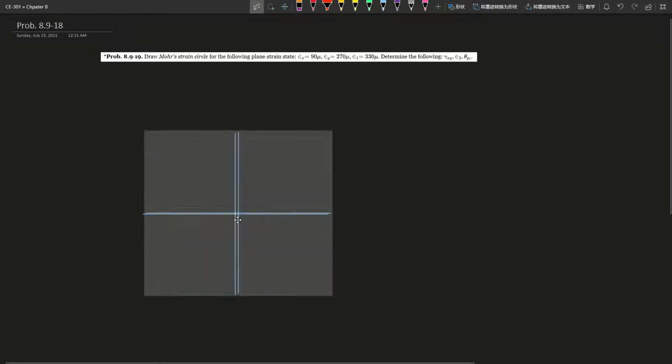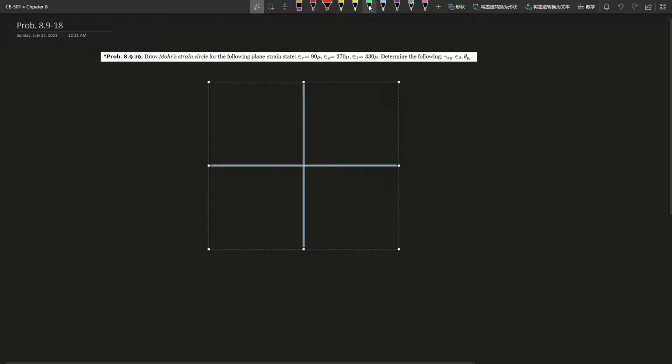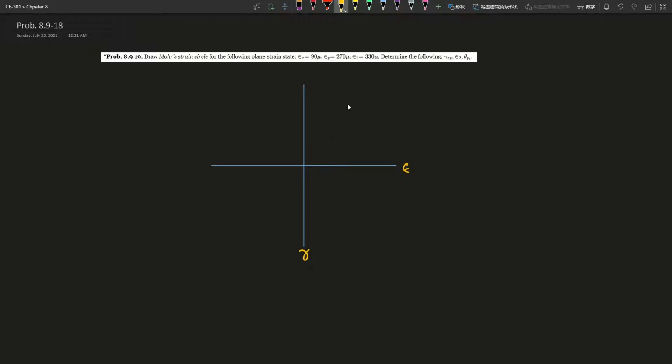Start with XY coordinates. So maybe use red, yellow. Sorry, this is the strain coordinate, and then this is the shear strain coordinate. Okay, so it says there's 90. So let's say they have a common factor of, I don't know, maybe 90 or 30.